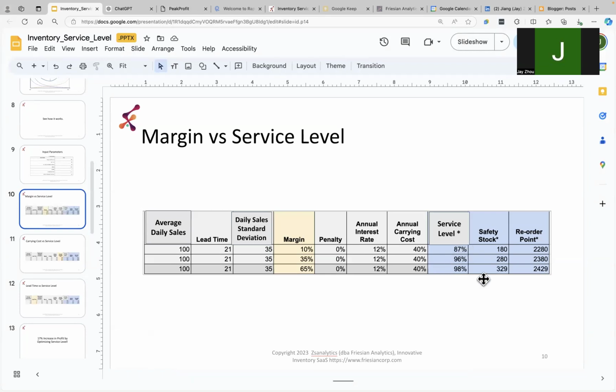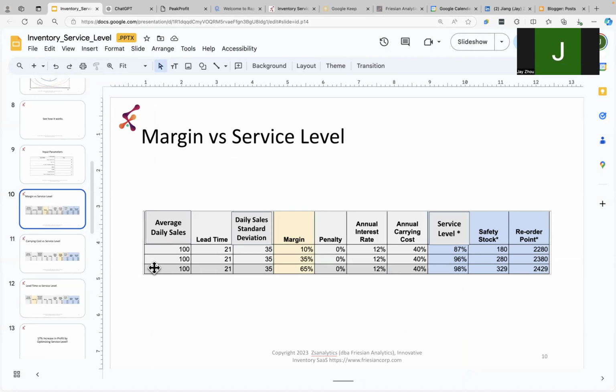It's 87 service level. That maximizes our profit. When it's 35% margin, it's 96. When it's 65% margin, it's 98, right? This totally makes sense, right? As your item becomes more profitable, it's to your best interest to have a higher service level. You don't want to run out of stock because losing sales is more costly, right?